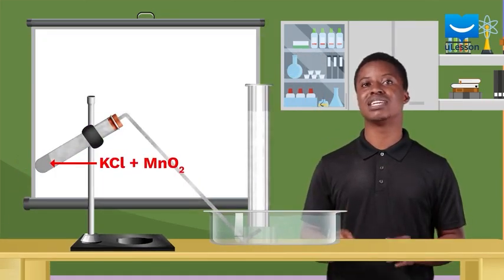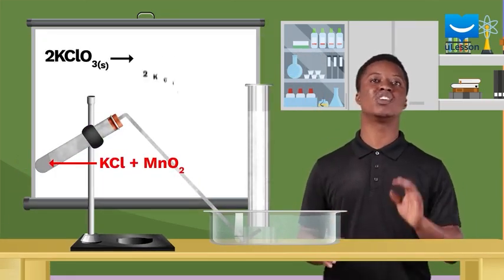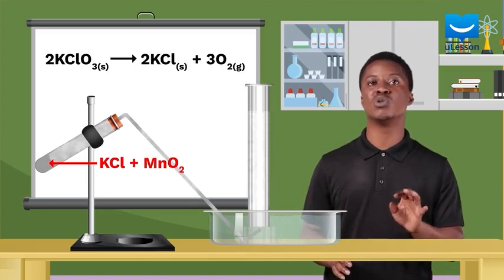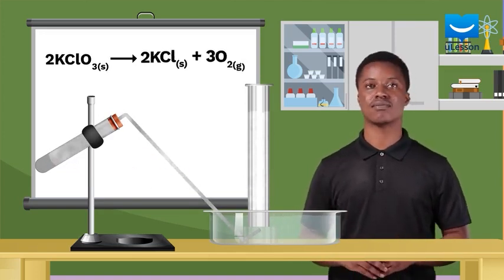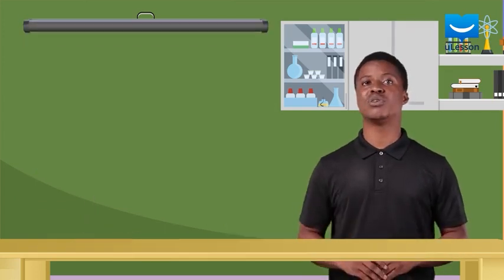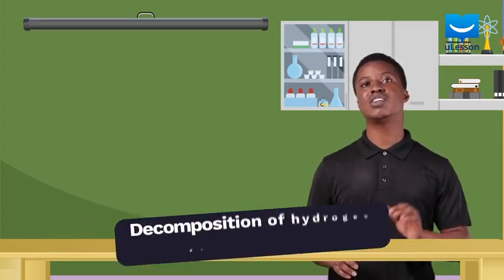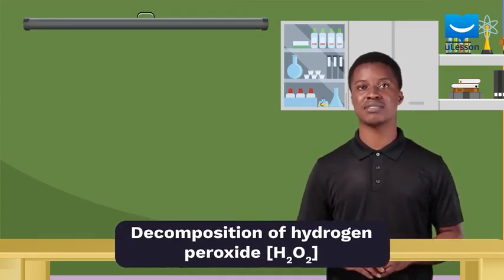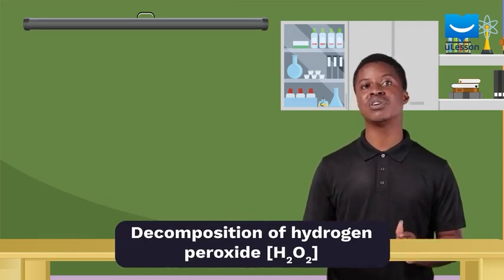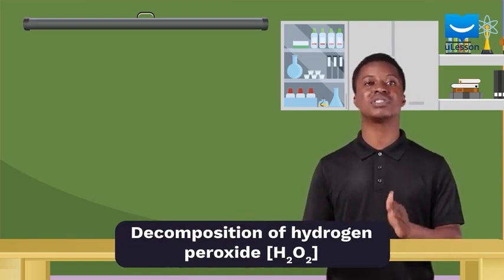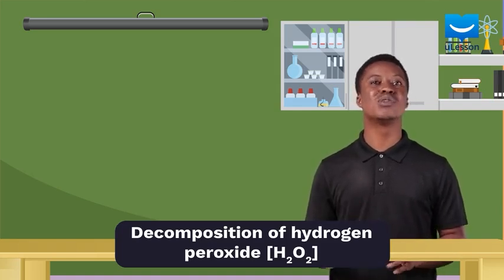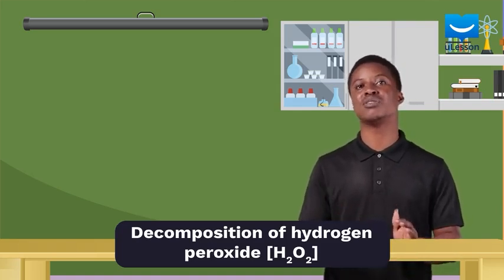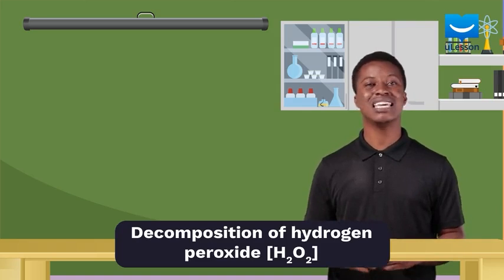The equation that represents this reaction is given by the decomposition of potassium trioxychlorate 5 to yield potassium chloride and oxygen gas. The second method of preparing oxygen is the decomposition of hydrogen peroxide. It follows the same procedure as the decomposition of potassium trioxychlorate 5. The only difference is that hydrogen peroxide will readily decompose in the presence of manganese 4 oxide catalyst, even without heating.